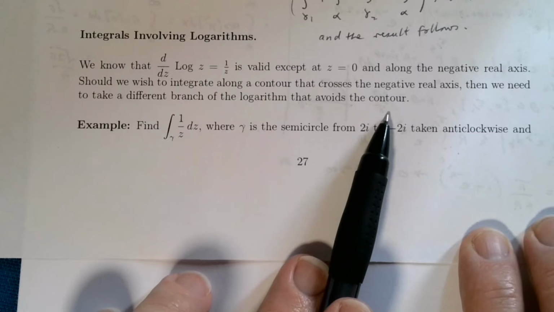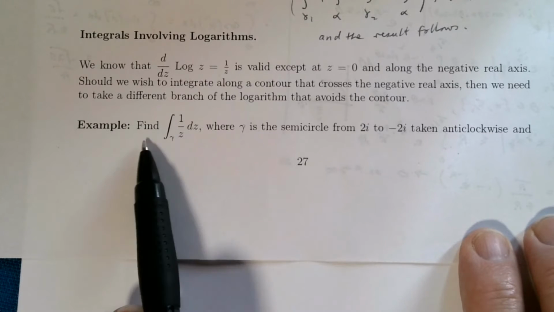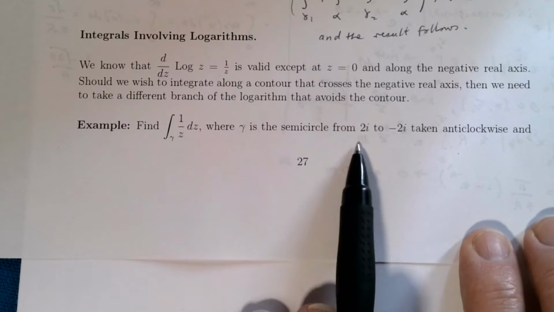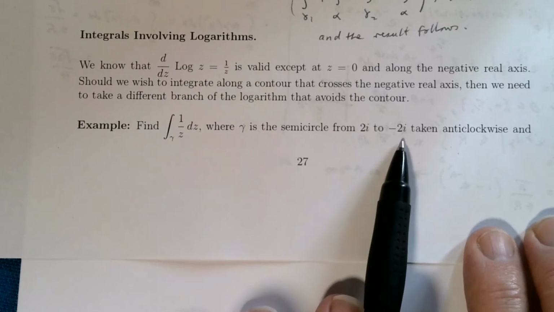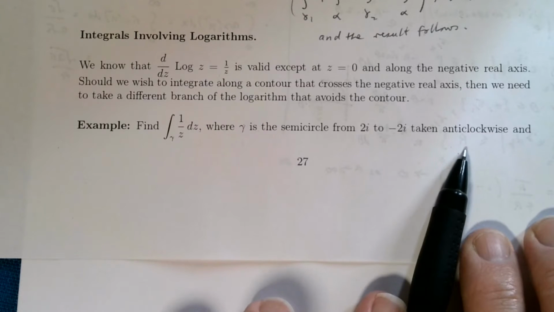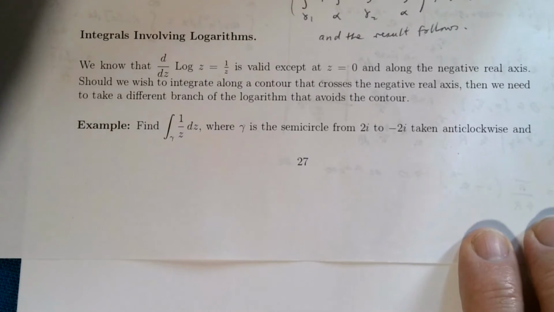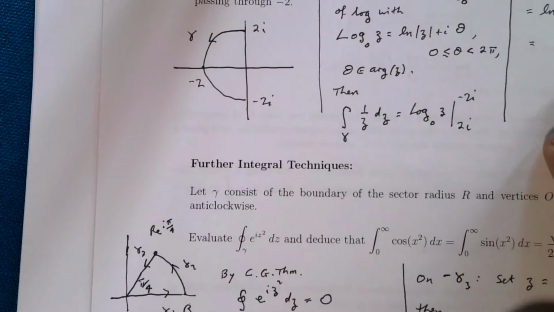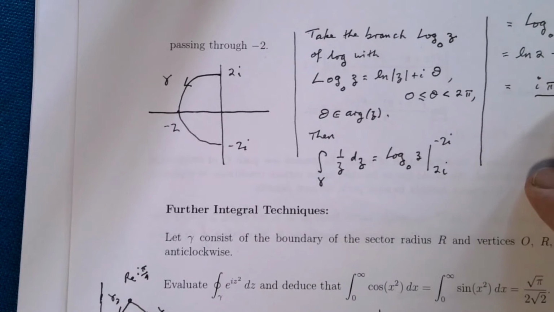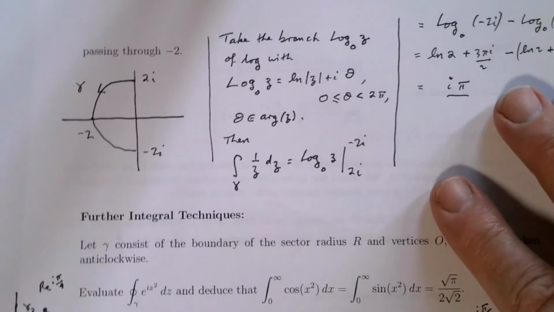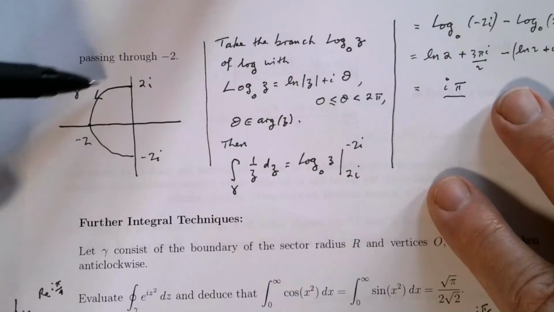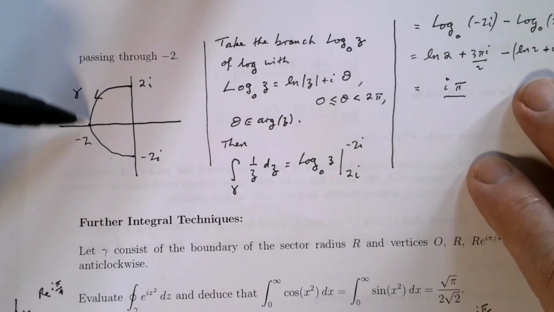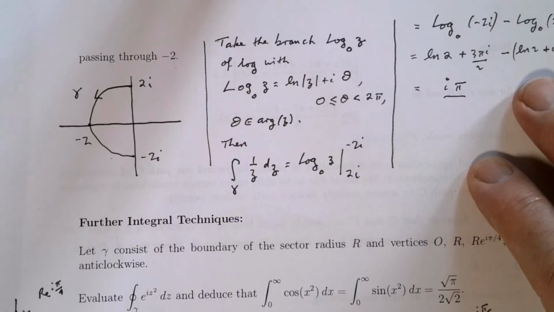So just to do one simple example of this, I'm going to find the integral along gamma of 1 over z dz, where gamma now is a semicircle from 2i to minus 2i, taken anti-clockwise, and passes through the point minus 2. So here is our contour. It's going from 2i to minus 2i, and it's passing through the point negative 2, and of course it's crossing the negative real axis.